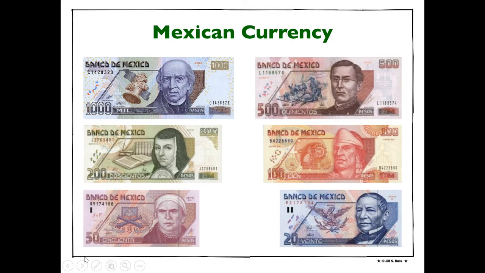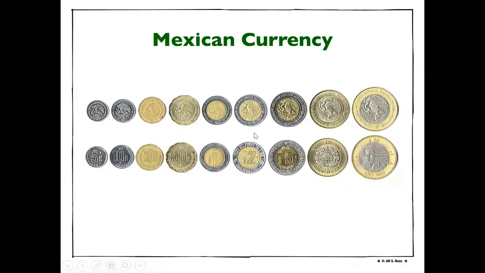Here are the pictures of the Mexican currency. So you can see the different lengths and the colors of their bills. And then here are their pesos. So these are the cheaper pesos, 20, 50, and then 1, 2, and then the more expensive ones, the 50, the 10, and the 20.